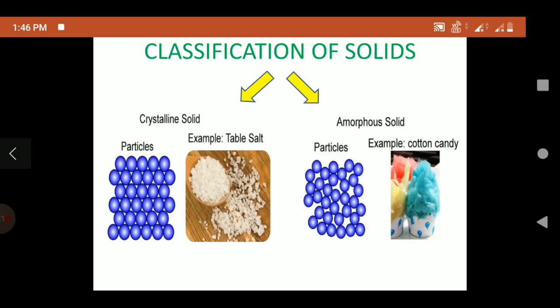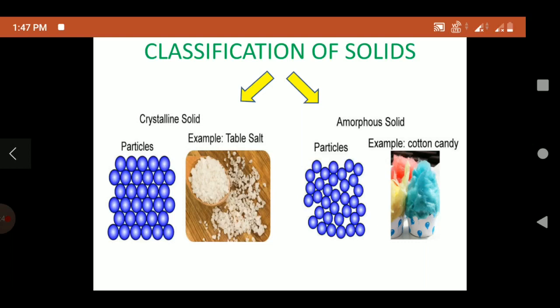Today I plan to take classification of solids. The types of solids are mainly two: crystalline solid and amorphous solid. In crystalline solids, if you see the alignment of atoms in three-dimensional view, you can see a definite orderly arrangement of atoms. The arrangement even extends for a longer distance, so it has long range order.